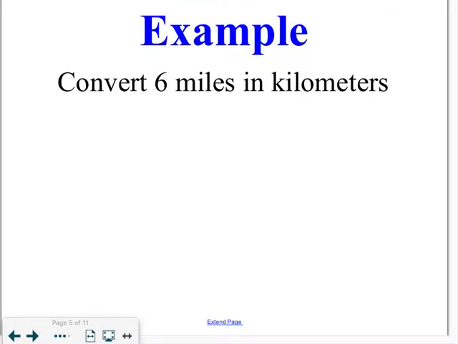So we need to convert 6 miles into kilometers. Again, you're going to want to have that chart printed out or screenshotted so you can refer to it throughout this lesson. So we're looking for miles to kilometers. That's going from customary to metric. On the sheet, it tells us that 1 mile is approximately equal to 1.609 kilometers. That's our conversion factor that we are going to use to set up this problem.